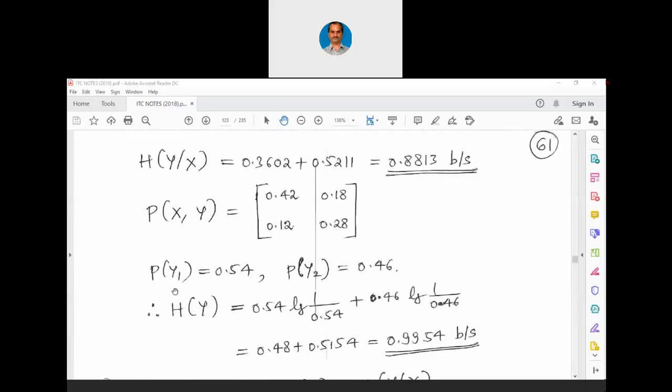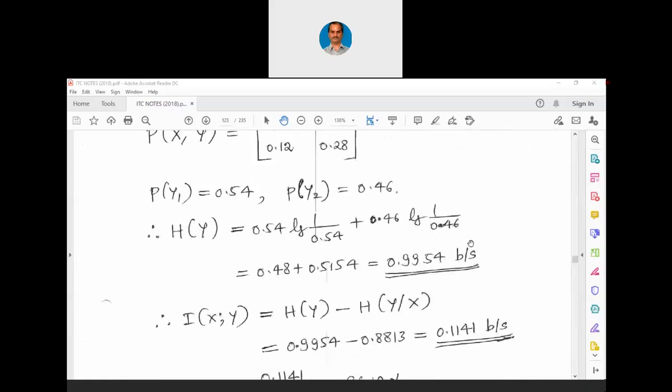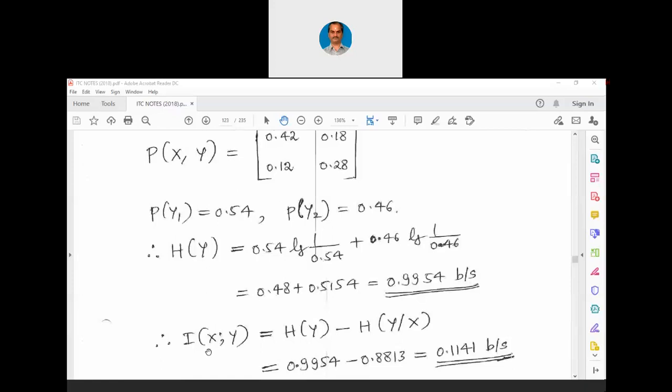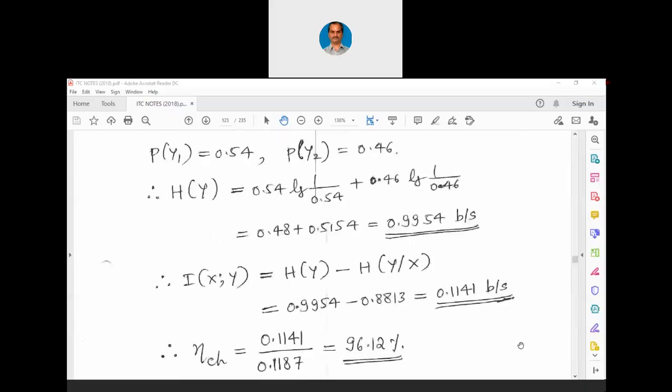JPM is written, P of Y1 is 0.54, summation of the first column. Similarly, summation of the second column, P of Y2 is 0.46. So H of Y, we get it as 0.9954 bits per symbol. So now mutual information, I of X semicolon Y is H of Y minus H of Y slash X, that is 0.9954 minus 0.8813, that is 0.1141 bits per symbol.